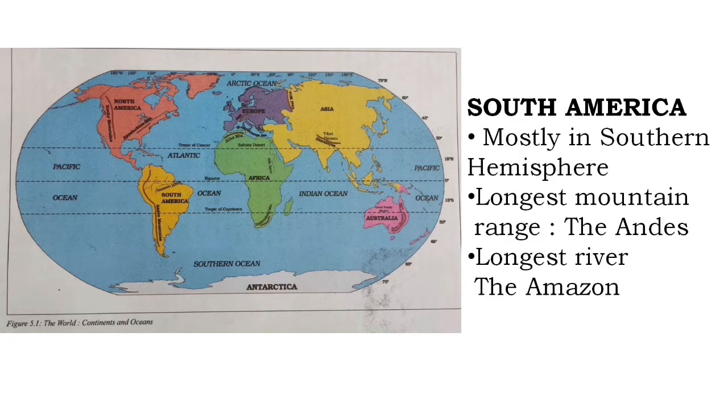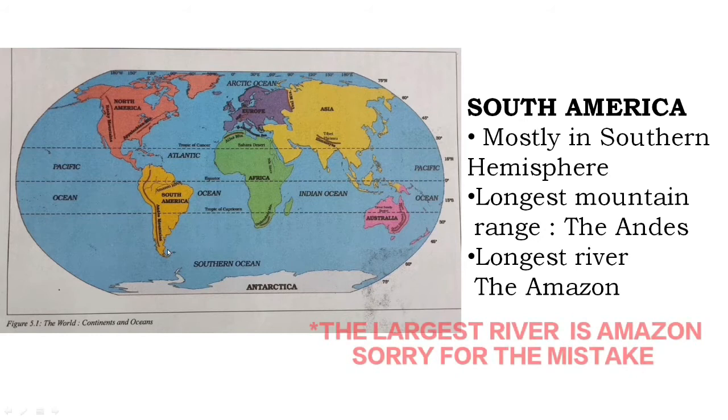Next we have South America. South America lies mostly in the southern hemisphere, and the longest mountain range called the Andes is found here. If you can see here, this red line, this is Andes Mountains. It also has the world's largest river, the Amazon. Not the longest river. The longest river is River Nile that is in Africa. This is the largest river, that is Amazon.